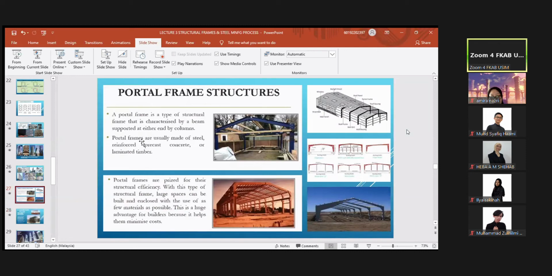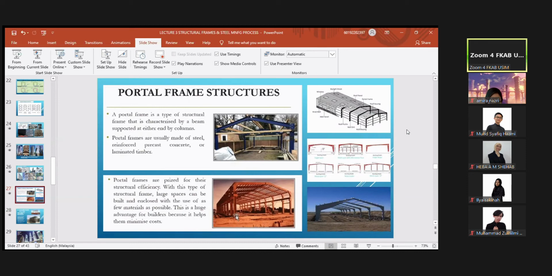Portal frames are usually made of steel, reinforced concrete, cast concrete, or laminated timber. Timber in Malaysia, they call it glulam. It is quite widely used in Europe, Sweden, Scandinavia. They glue timber together. That timber can take very high load, just similar to steel. Portal frames are prized for their structural efficiency because of the column-free structure. With this type of structural frame, large space can be built and enclosed with the use of as little material as possible. This is a huge advantage for builders because it helps them to minimize cost.